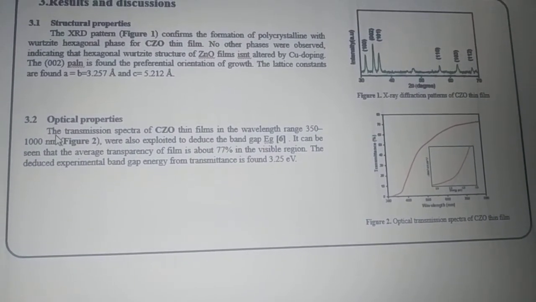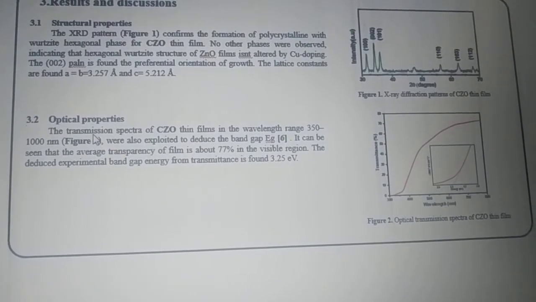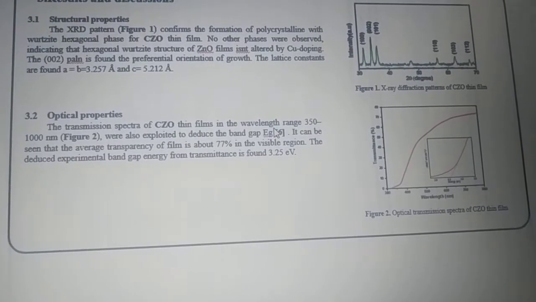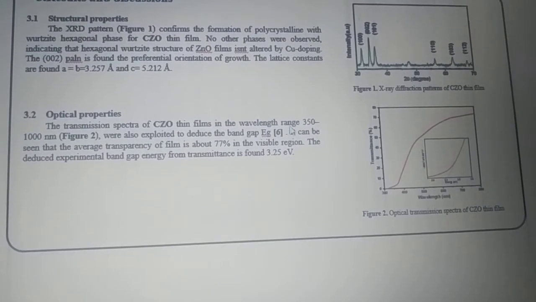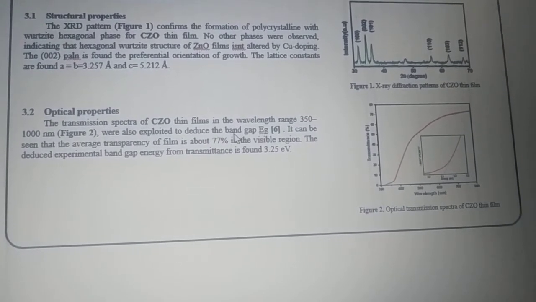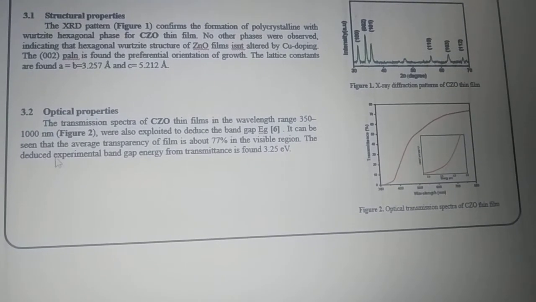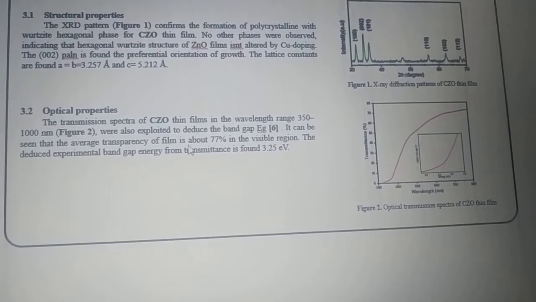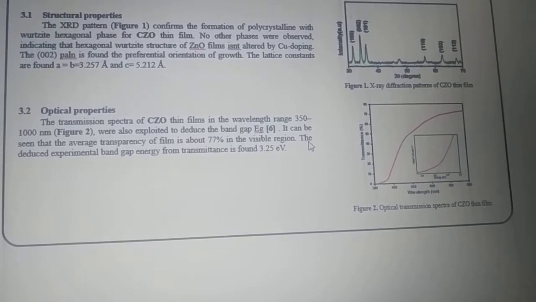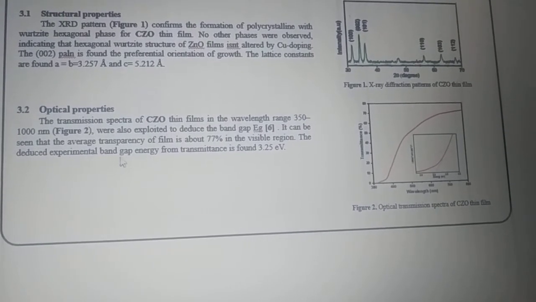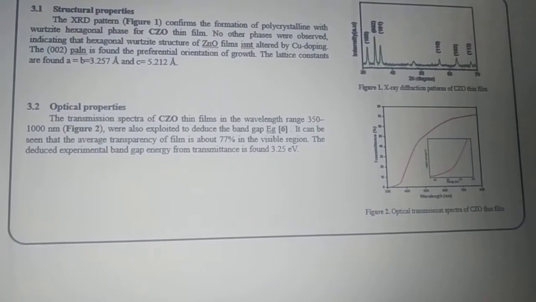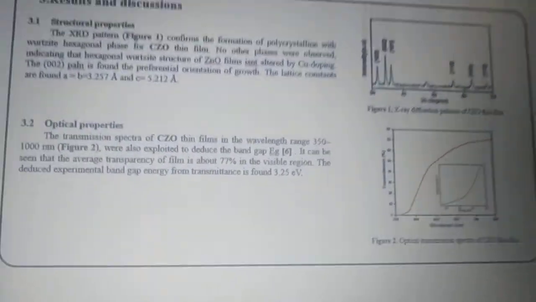The second figure shows the optical transmission spectra of copper-doped zinc oxide films with 0.03 content of copper. So the transmission spectra of CZO thin films in the wave range 315 and 1000 nanometers were also exploited to deduce the band gap energy. It can be seen that the average transparency of films is about 77% in the visible region. The deduced experimental band gap energy from transmittance is found 3.25 electron volt.